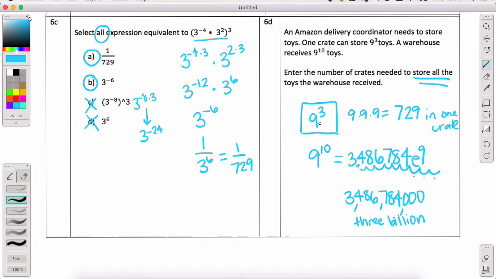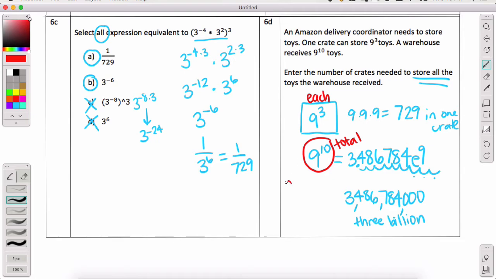So to have the number of crates needed to store all the toys in the warehouse, the problem with this question is there aren't any really keywords that tell us what operation we have to use here. But I want to think about this for a second. This is the total number of toys I have. I'm going to use a different color here. This is the total number of toys. And I'm trying to store them in one of these some number of times. So each crate holds this many toys.